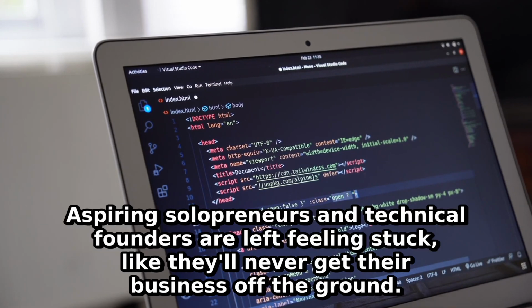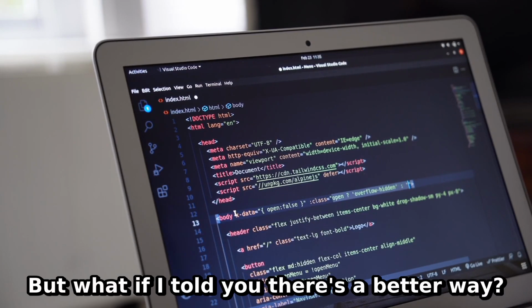But what if I told you there's a better way? A way to build and validate your SaaS business without spending a dime. No code, no hassle, just pure business growth.